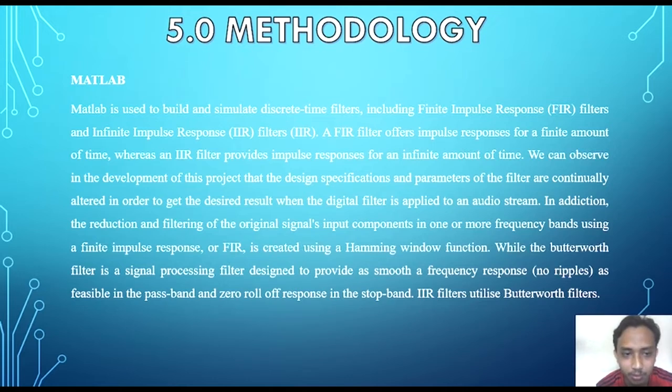In addition, the reduction and filtration of the original signal input component in one or more frequency bands using a finite impulse response, or FIR, is created using a Hamming window function, while the Butterworth filter is a signal processing filter designed to provide a smooth frequency response, no ripple, flexible in the pass band, and zero roll-off response in the stop band. IIR filters utilize the Butterworth filter.